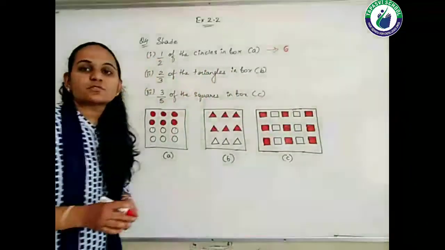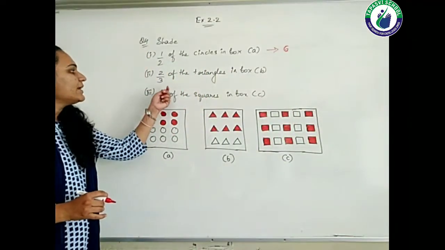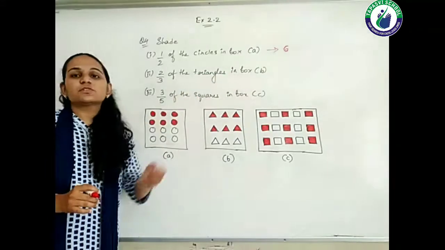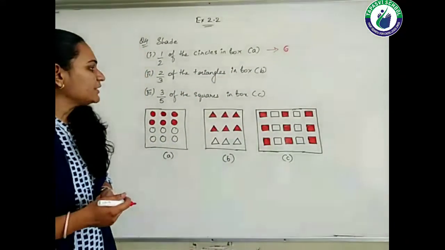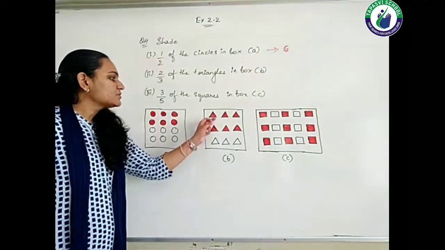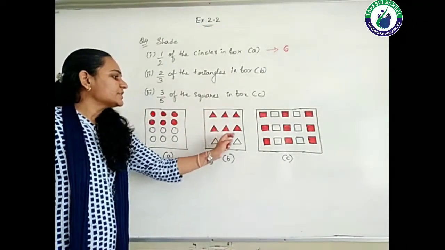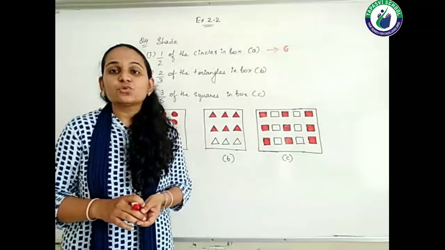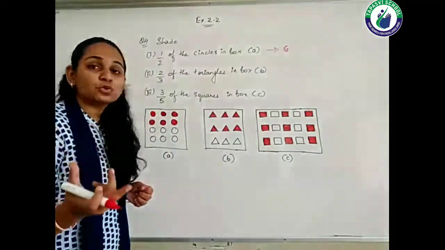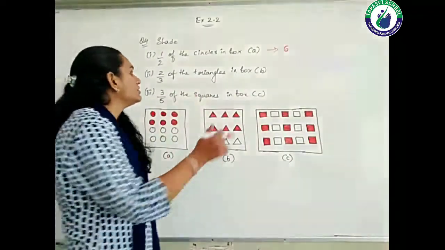Okay, next one, students, next one is 2/3 of the triangles in box B. So first we'll see how many triangles are there in box B. So 1, 2, 3, 4, 5, 6, 7, 8, 9. Total 9 are there, and we want to do 2/3 of it. So how to do the 2/3 of it?